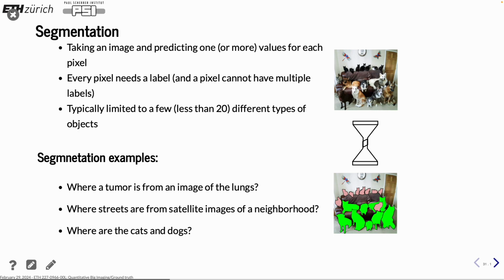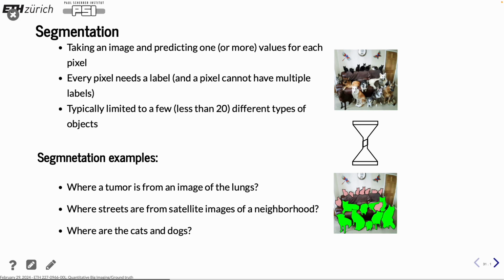Segmentation is, again, as I said, a pixel-wise task. So it's actually going pixel by pixel, determining where you have different things. Again, I have the dogs and cats example, where you can tell where the cats are and where the dogs are. That would be a segmentation task. It could also be locating a tumor in the lung, or streets from satellite images. Those are some examples, and I see I have a typo, but that can be fixed.